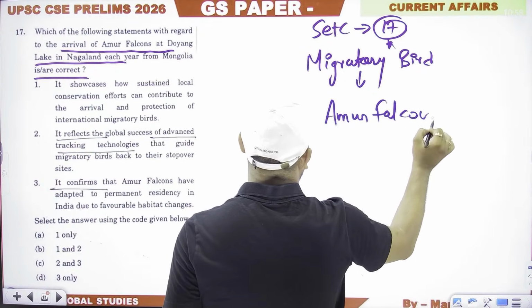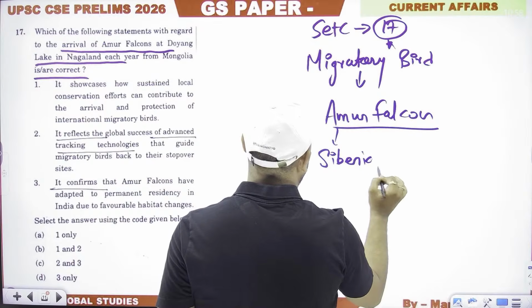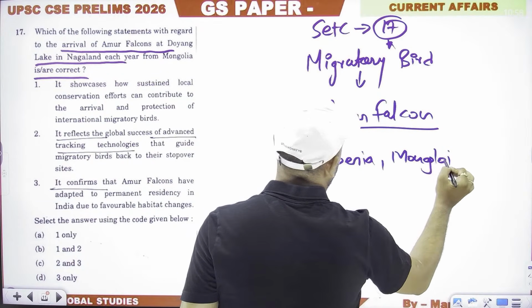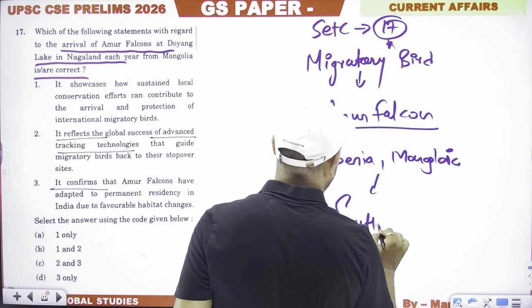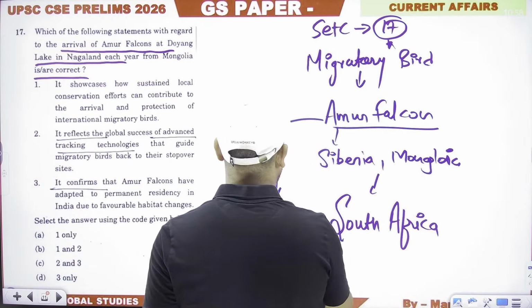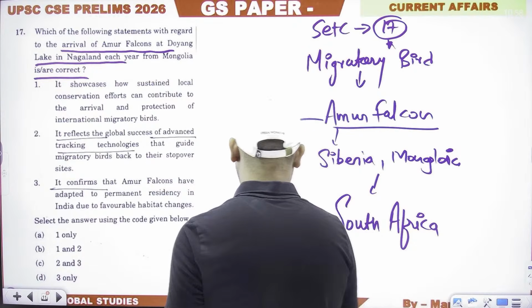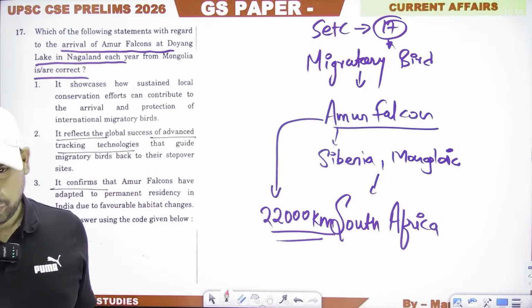Basically, this bird is usually found in Siberia, then moved to Mongolia, then came to India, and it will reach till South Africa. They travel around 22,000 kilometers of distances. UPSC has asked a detailed question about the Amur Falcon.